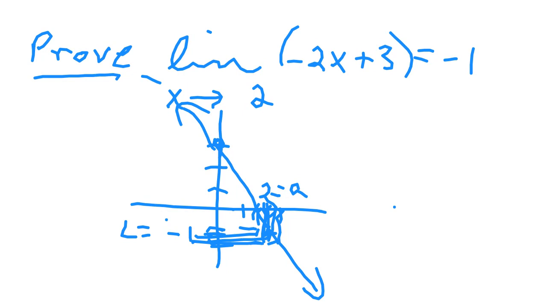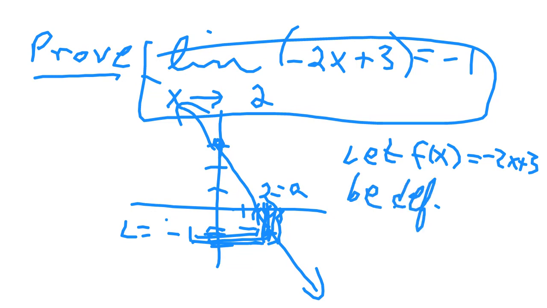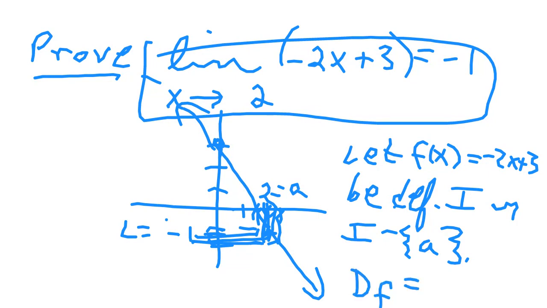The first thing we have to do is let f be defined. So what is f of x? f of x equals minus 2x plus 3, defined on some open interval containing a, except possibly a itself. Well, we can just note the domain. This is the first part of the definition. The domain of f is all real numbers, which is an open interval because that's negative infinity to positive infinity. So we have that satisfied.